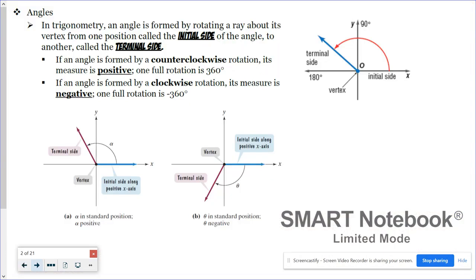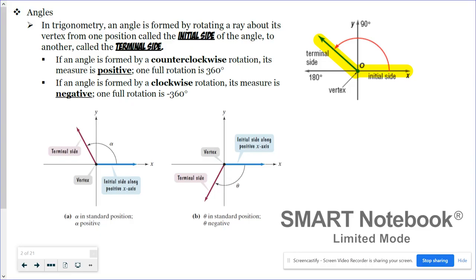So first off, in trig, an angle is formed by rotating a ray about its vertex from one position called the initial side of the angle to another called the terminal side. Notice the initial side is on the positive x-axis. Also notice that red arrow there.